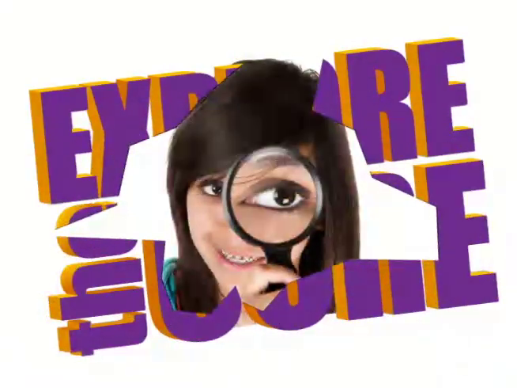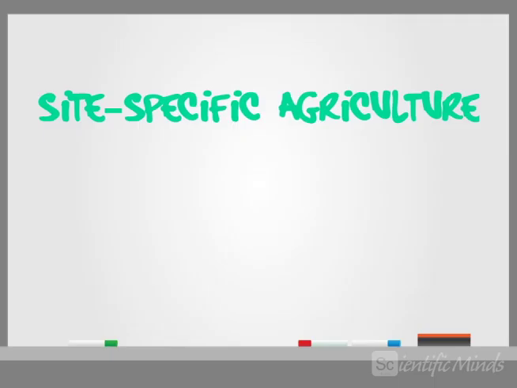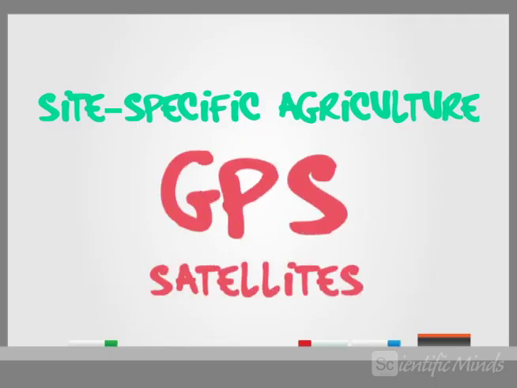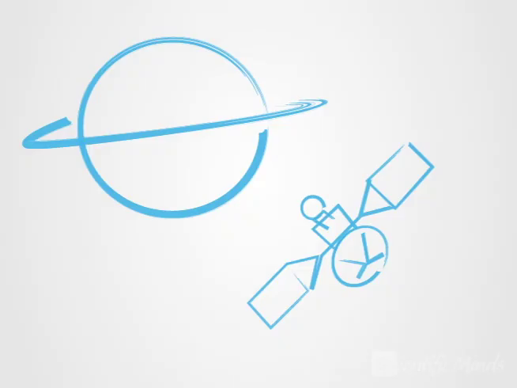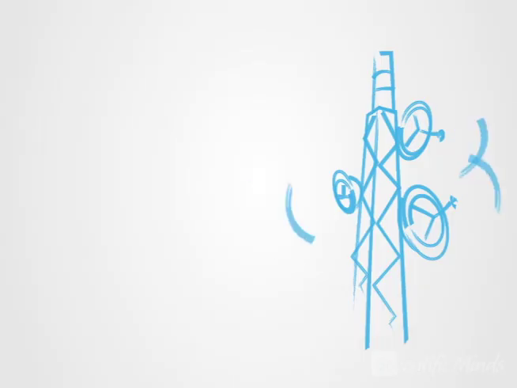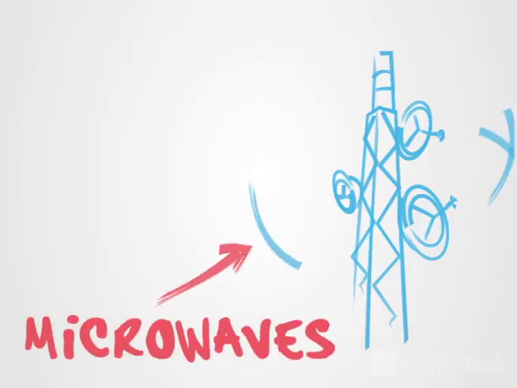And now, let's explore the core. Farmers who practice site-specific agriculture apply fertilizer to their fields using Global Positioning System satellites. Remember that GPS satellites located in space send communication signals to GPS receivers on Earth by way of microwaves. Microwaves are a form of electromagnetic radiation, which is energy that travels through space as a wave.